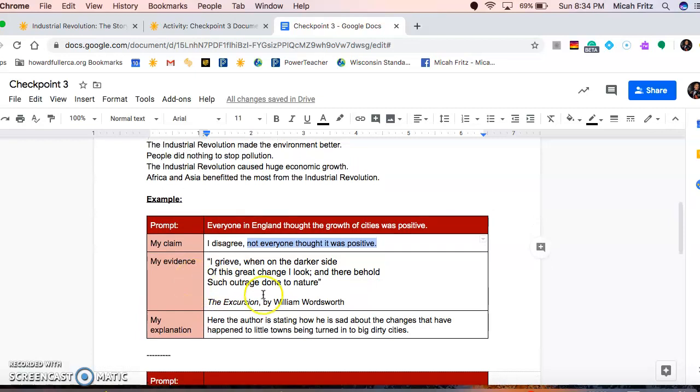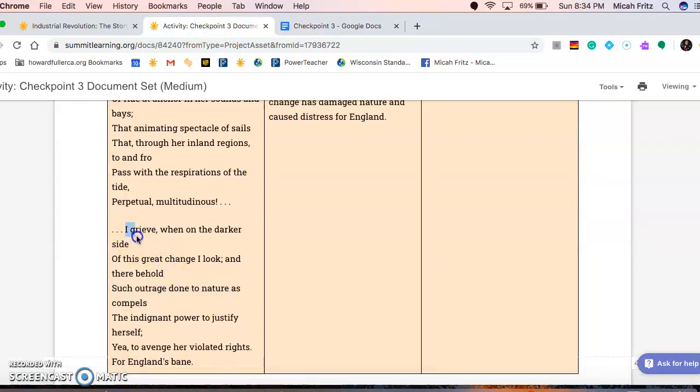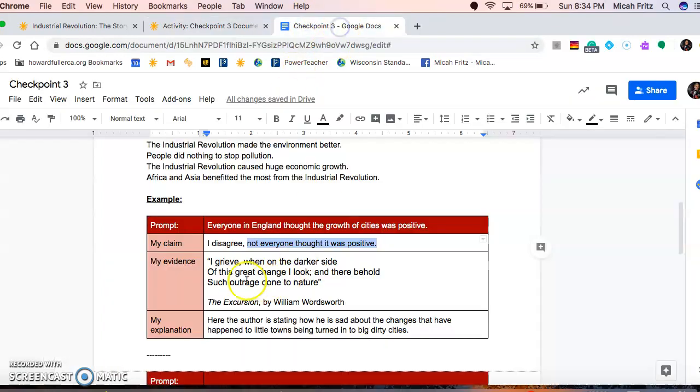The evidence I'm going to choose to show that comes from that last verse we looked at, where it says, I grieve when on the darker side of this great change I look, and there behold such outrage done to nature. Right there. So I'm going to copy that. I'm going to put that in with my evidence right here. Make sure we use quotation marks. I grieve when on the darker side of this great change I look, and there behold such outrage done to nature.